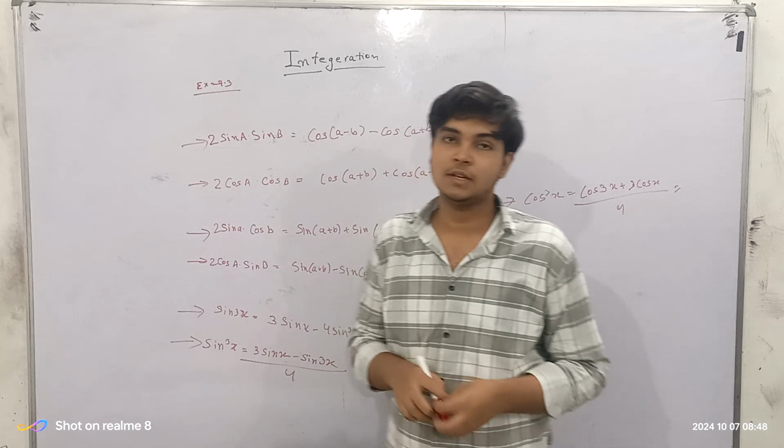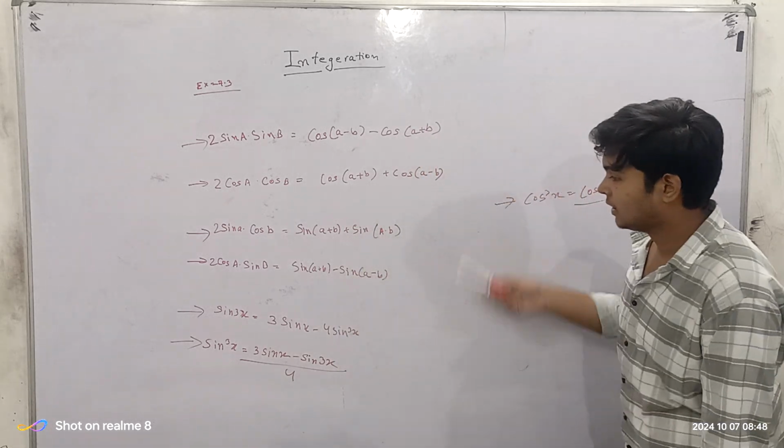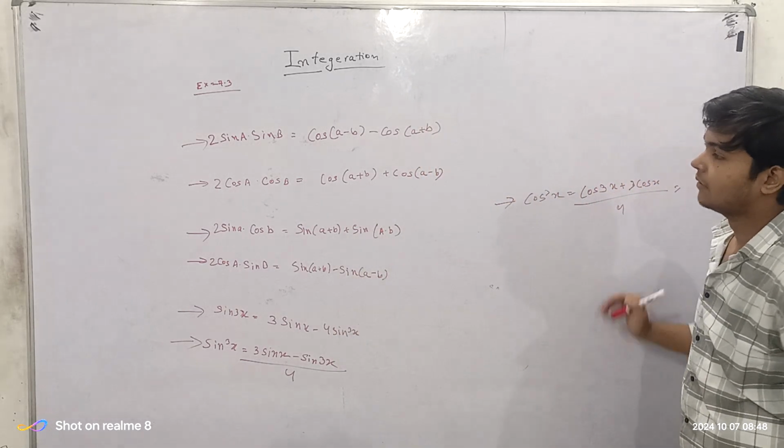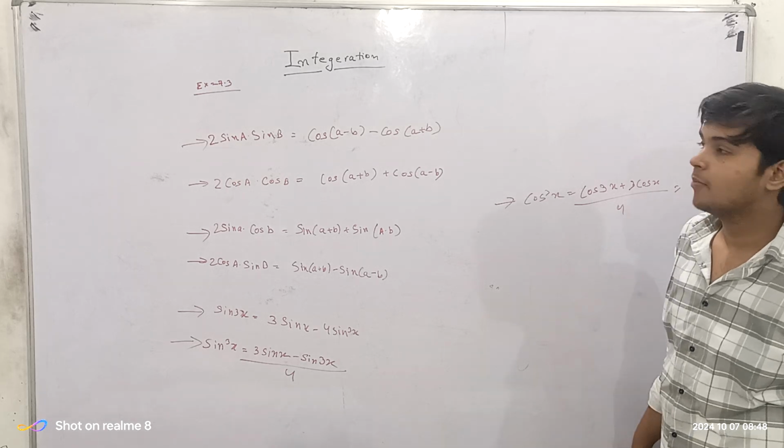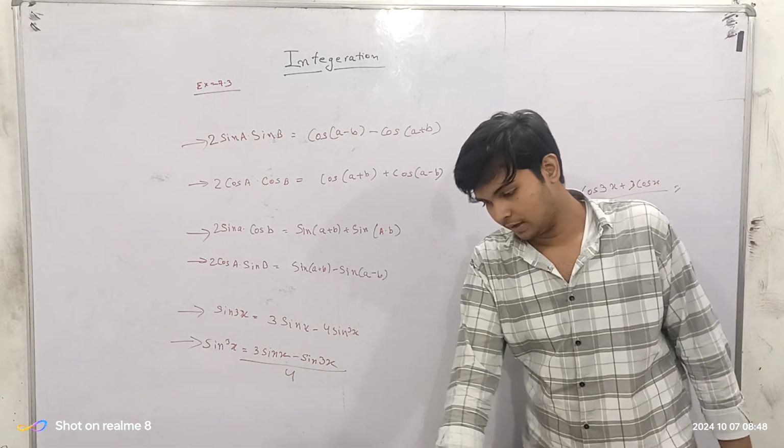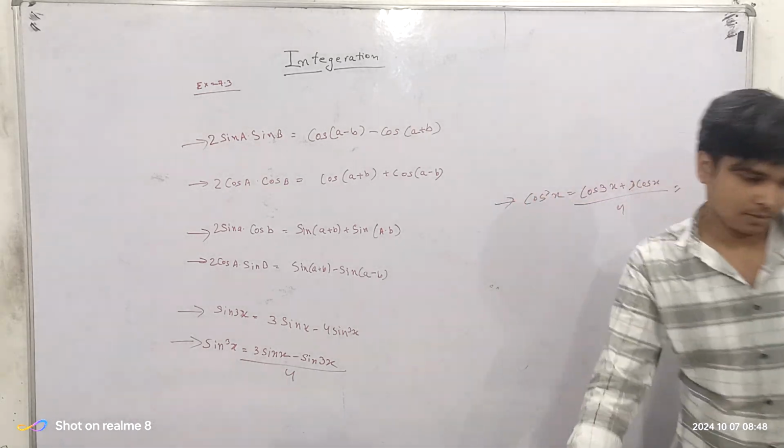This will come using exercise 7.3. Write it down. No question will come from outside these formulas. Important formulas of exercise 7.3. Visible or not?